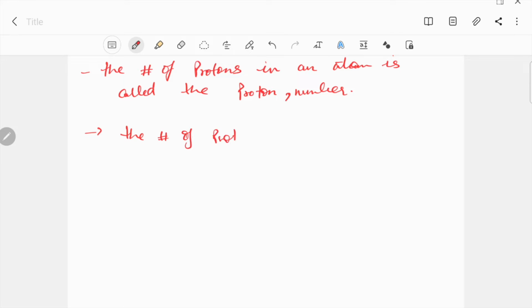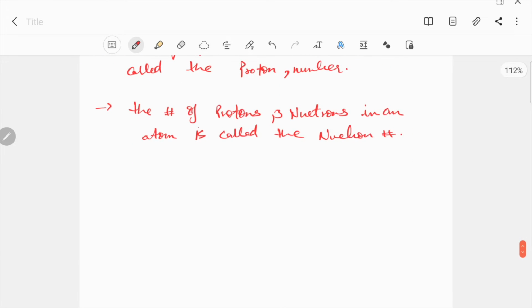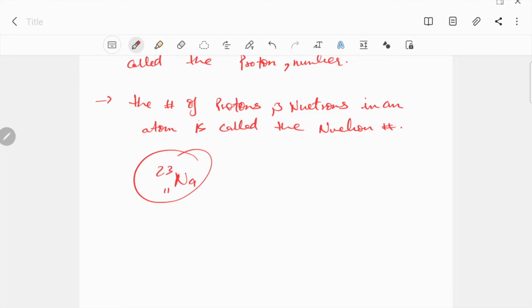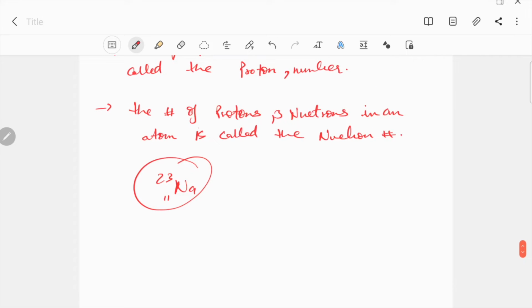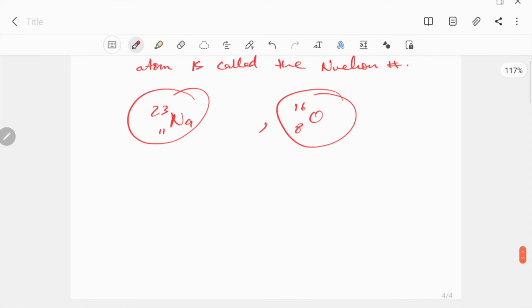The number of protons and neutrons in an atom is called the nucleon number. तो जब हम सोडियम की बात करते हैं तो उसके पास 12 न्यूट्रॉन्स हैं, जिसकी वजह से राइट सोडियम, तो this is how the symbol of sodium is represented in the periodic table. एक और एग्जांपल हम ऑक्सीजन की ले सकते हैं जिसके पास 8 प्रोटॉन्स और 8 ही न्यूट्रॉन्स हैं.